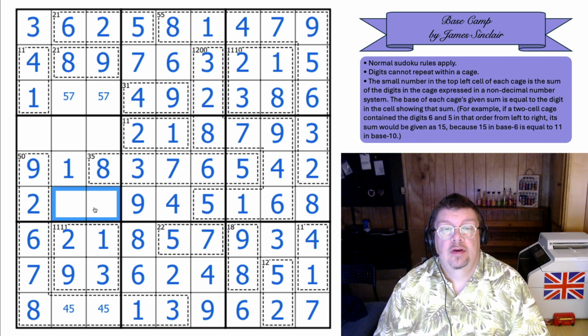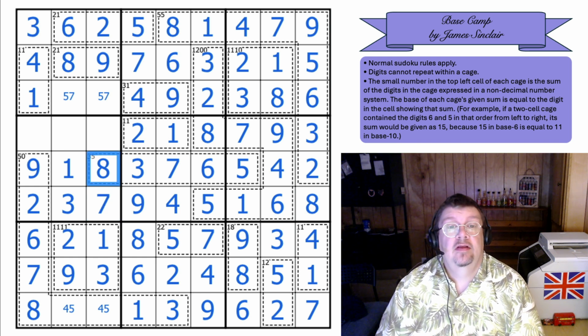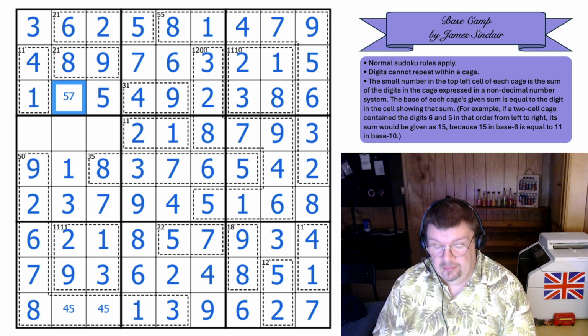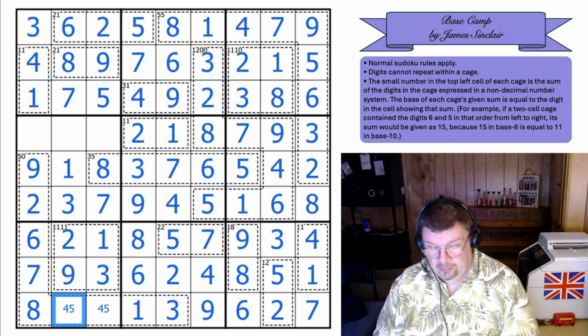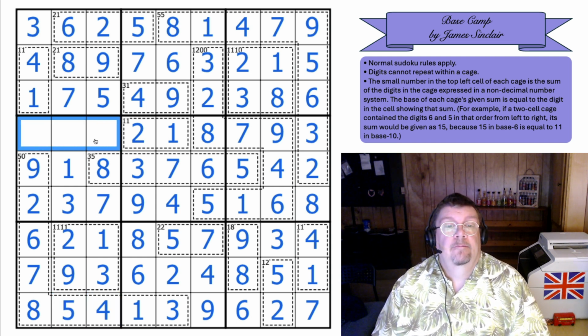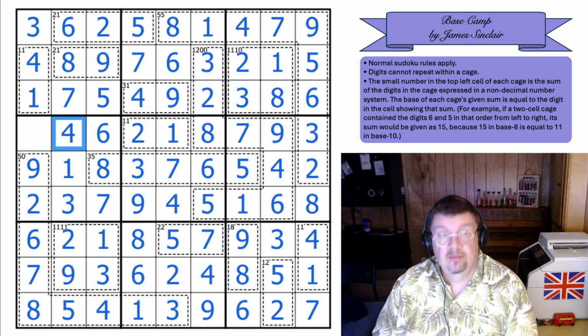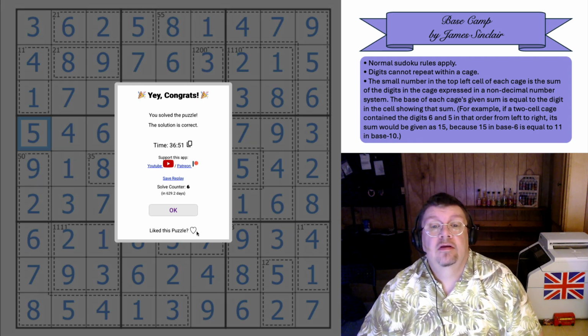In this row we need a 3 which must go there and a 7 there. That 7 resolves the 5 and 7, which resolves the 5 and 4. And then we need 4, 5, and 6 to go here. That's the 6, that's the 4, that's the 5.